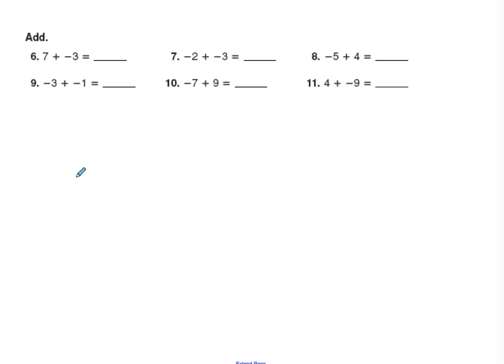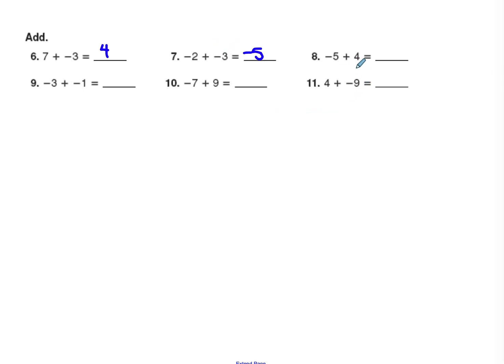Okay, go ahead and pause the video and try these next 6 problems on your own. Okay, let's check our answers. 7 plus negative 3. Different signs, find the difference. 7 minus 3 is 4. More positives, answer is positive. Negative 2 plus positive 3. Same signs, find the sum. 2 plus 3 is 5. It's going to be negative because we've only got negative numbers in this problem.